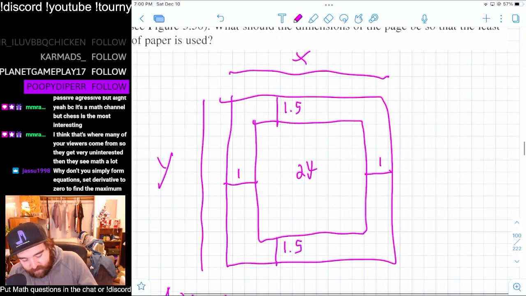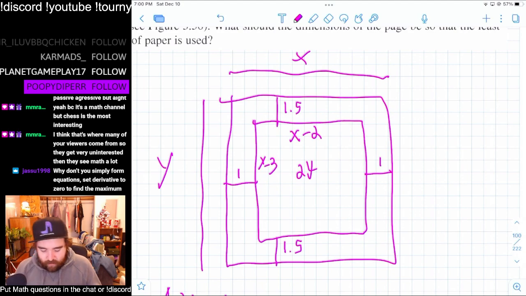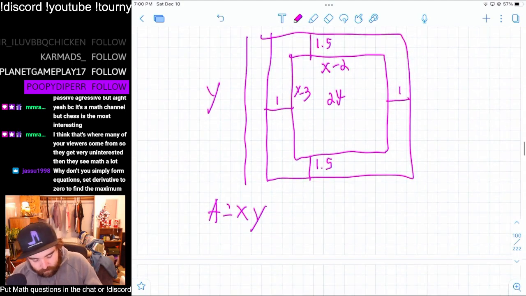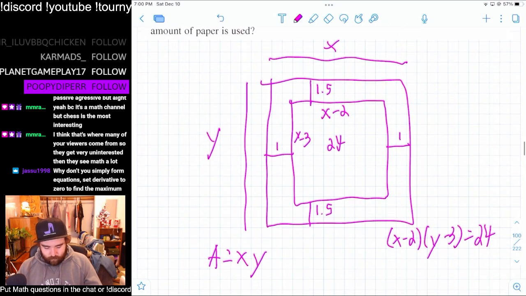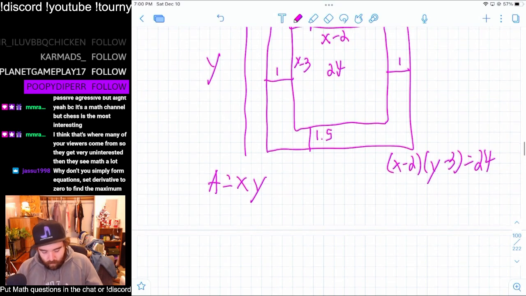So think about, what is this distance? Well, it's x minus those margins. This is y minus those margins. Well, that won't be bad. So we know that x minus 2 times y minus 3 has to equal 24. And then we've got to solve that for one of those variables, x or y. Okay. Well, I'll solve it for x, I suppose.